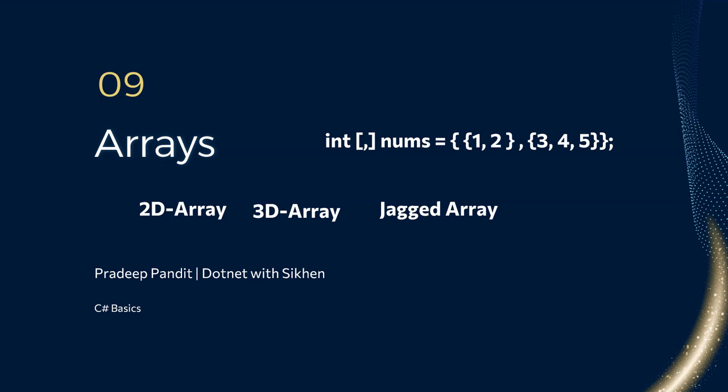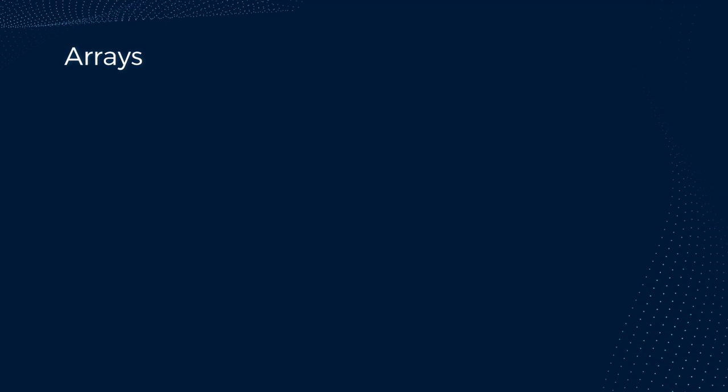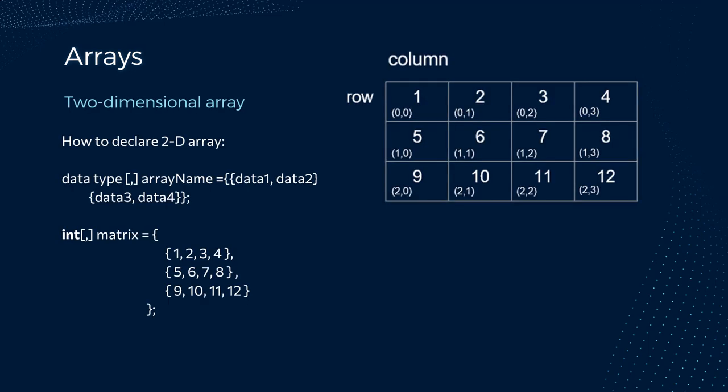Our today's topic is multidimensional array and jagged array. So let's talk about multidimensional array. So the very first is two-dimensional array. So what does it mean?